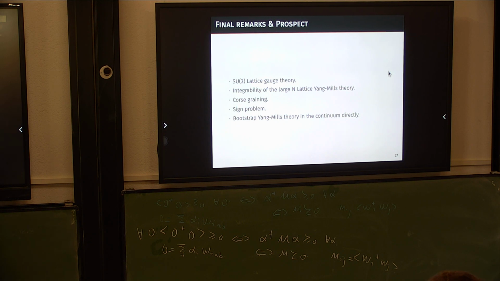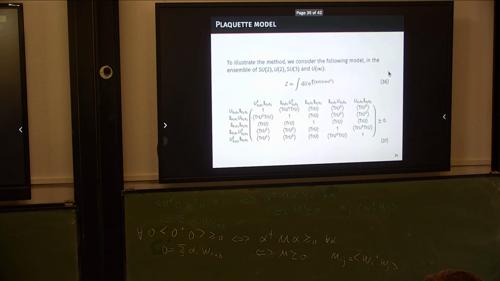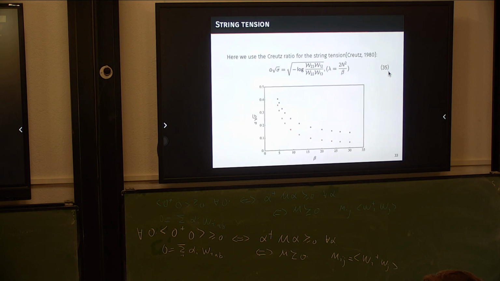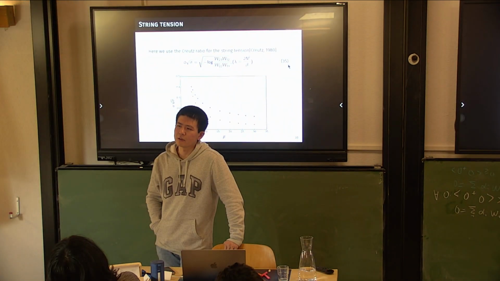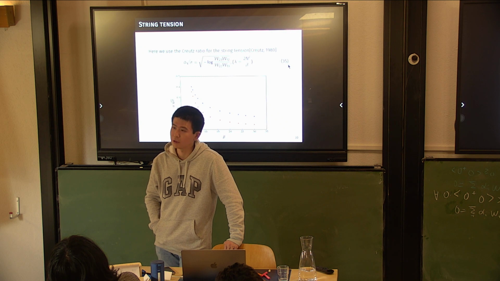Just a comment, it would be interesting to compare just the Creutz ratios at finite sizes with lattice data. I mean, you don't have to extract the string tension. You could even compare these. Yeah, that's an excellent point. This definitely could be done. There are also some higher corrections to the Creutz ratio that you can take into account.